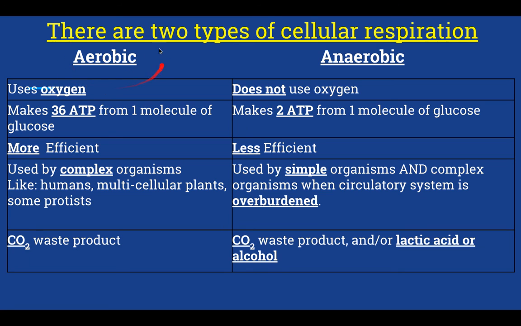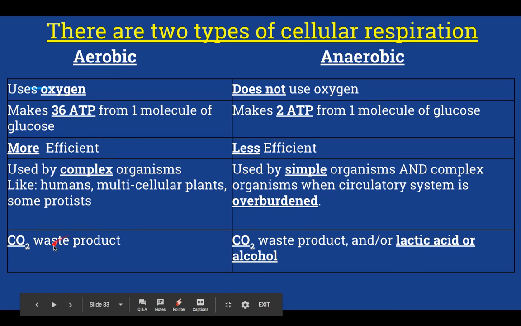Aerobic, this is by far the one that we're going to be referring to the most. This uses oxygen. It makes a ton of ATP. It makes 36 ATPs from just one glucose molecule. Very efficient and used by organisms like humans, multicellular plants, and some protists. Carbon dioxide is a waste product.